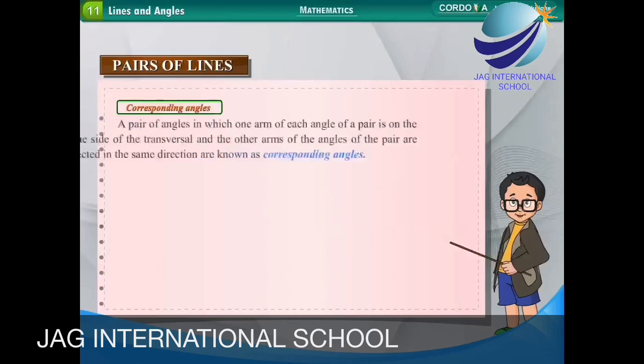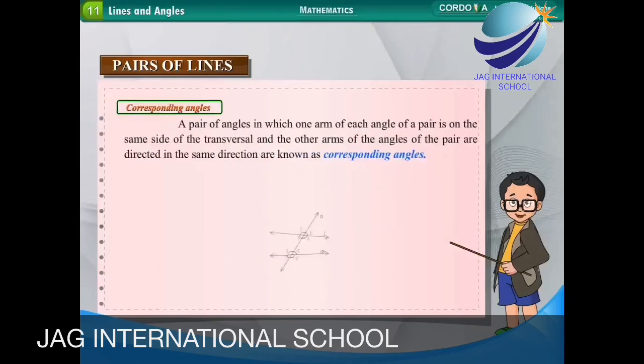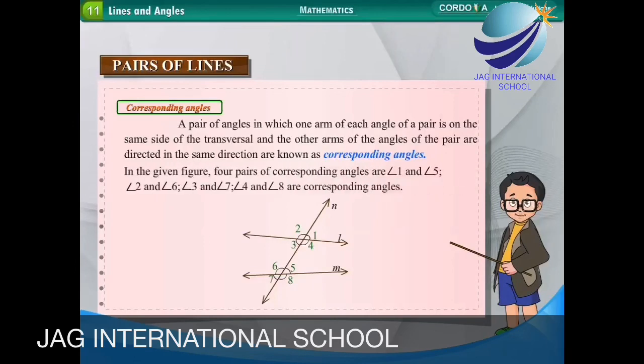Corresponding angles. A pair of angles in which one arm of each angle of a pair is on the same side of the transversal and the other arms of the angles of the pair are directed in the same direction are known as corresponding angles. In the given figure, 4 pairs of corresponding angles are angle 1 and angle 5, angle 2 and angle 6, angle 3 and angle 7, angle 4 and angle 8.